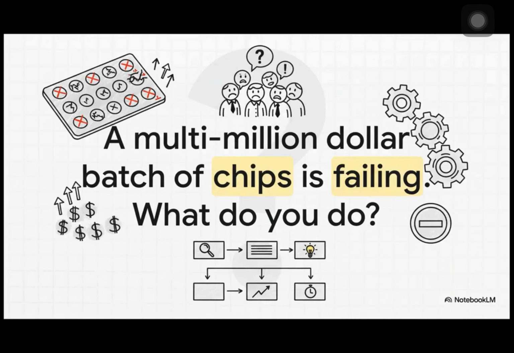So let's set the scene. You're on the production floor. A multi-million-dollar batch of chips is suddenly failing. The yield has just totally crashed. You can practically hear the alarms going off, the line has stopped, and everyone is looking at you. So what do you do? The key here, and what interviewers are really looking for, isn't just one right answer. It's about showing you can handle that intense pressure with a calm, methodical approach. Let's break down exactly how you do that.